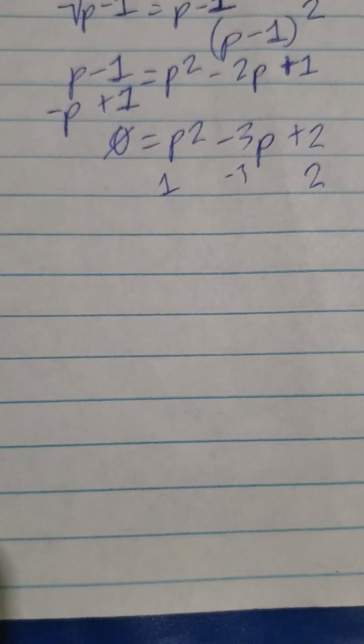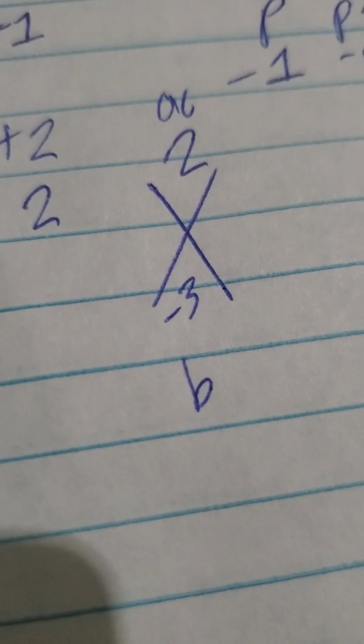Why is there an A of 1? Because there's literally nothing there. When there's no number accompanying the p squared, it's just 1. That is an ugly 3. My apologies. But anyways, 2 and negative 3.